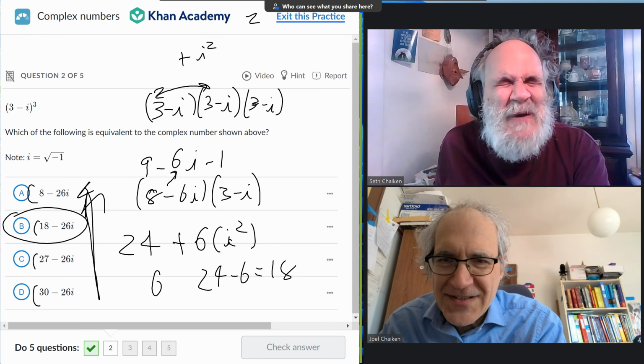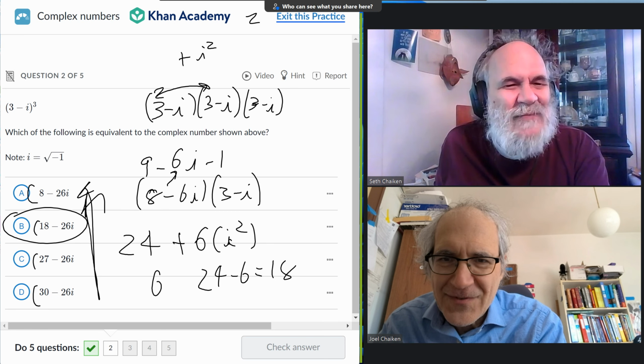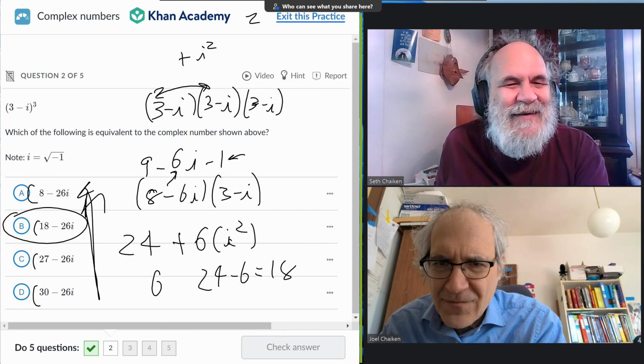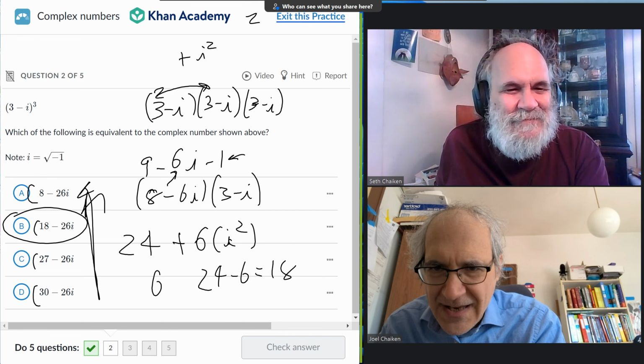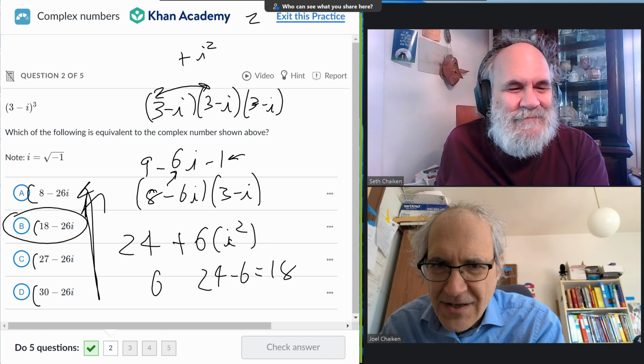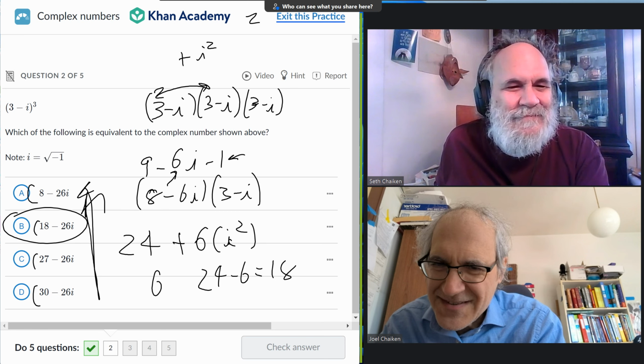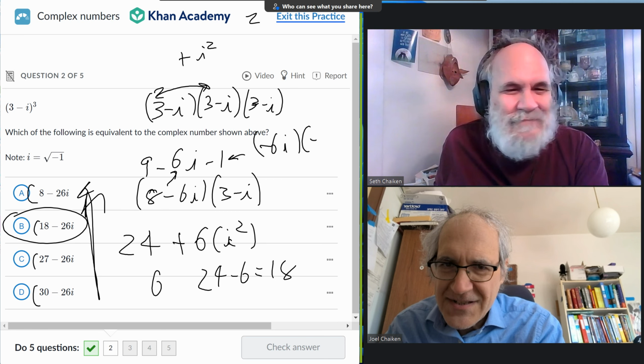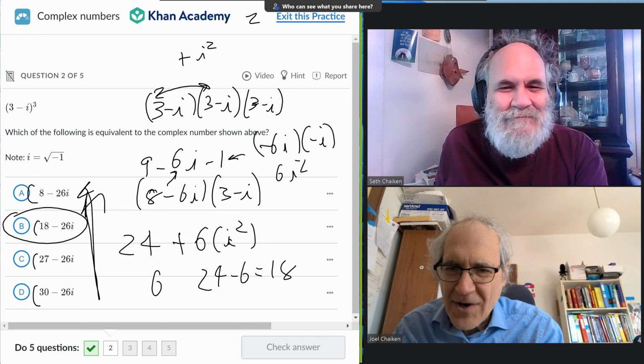This is a negative 6i, negative 3i plus negative 3i is negative 6i. And this is a negative times a negative. It's a positive i squared. So it's a negative 1. So it really is 8 minus 6i times 3. So this is a 24. And this is a negative 6i times negative i is 6i squared. It's a negative 6. I think I'm right.